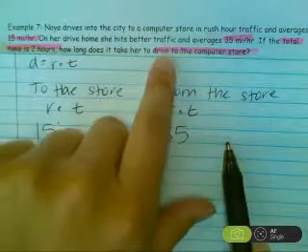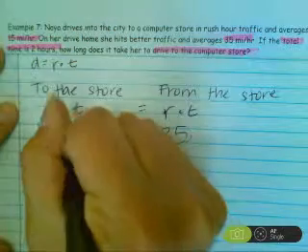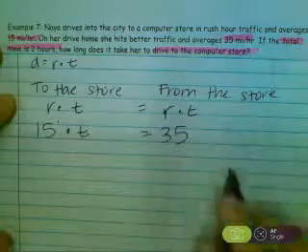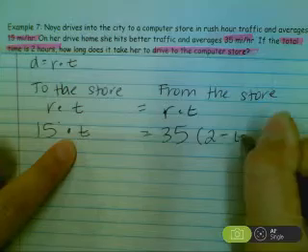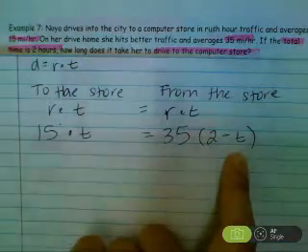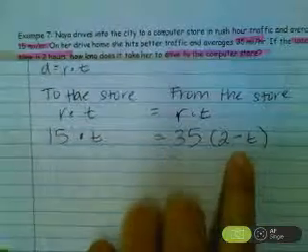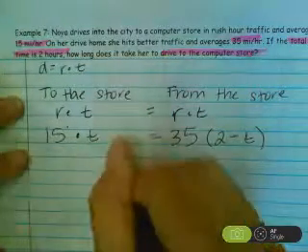So since I'm trying to find how long it takes her to drive to the computer store, I'm going to let that be my original time. I don't know what her drive home was, but I do know that if I take my time to the store and I subtract that from 2 hours, I'm going to find out how long it took her to drive from the store. So my time to the store is just t. My time from the store is 2 hours minus t. Now I've got an equation that I can work with.